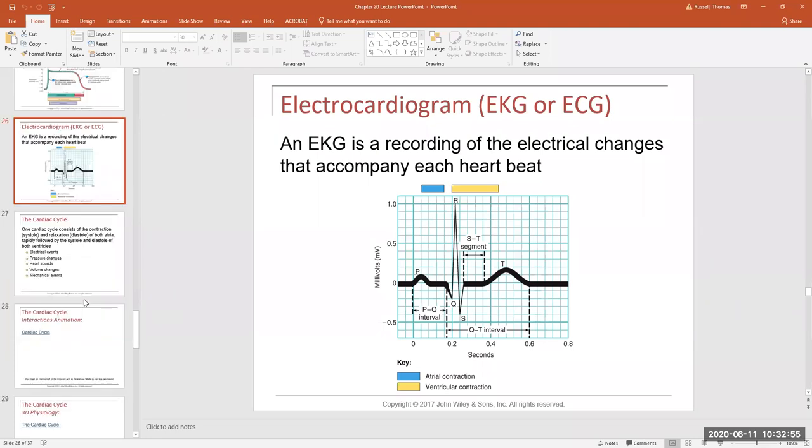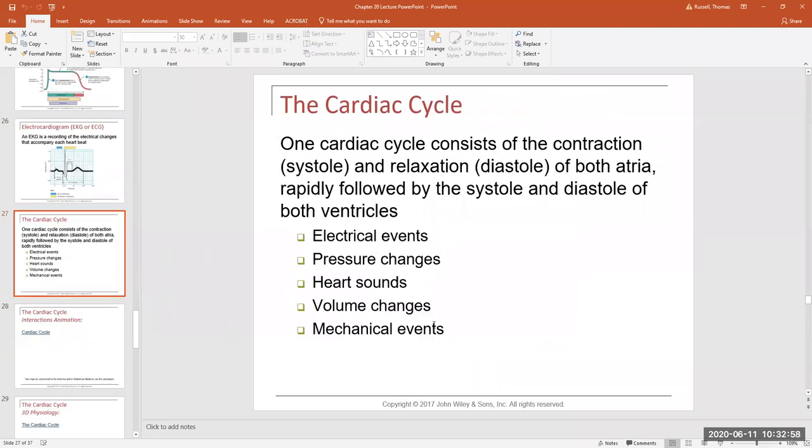All right, let's talk about the cardiac cycle. The cardiac cycle involves all events that occur during one heartbeat. All of the electrical events that we just went over, depolarization, repolarization, which is going to induce contraction and relaxation of the chambers. And when we contract and relax the muscles around the chambers, we're going to generate pressure differences in the heart. It's the pressure differences in the heart and in the cardiovascular system, for that matter, that drives blood flow.